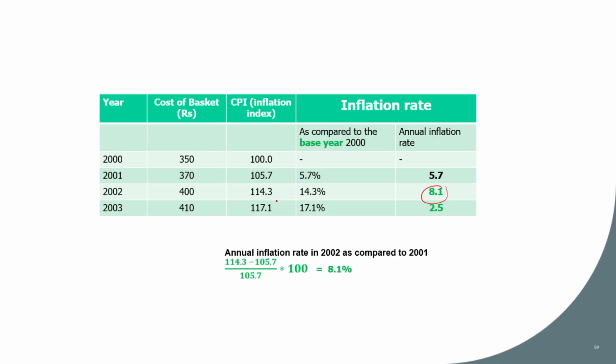So this is the formula. You just use the CPI of 2002, that is the price level P, minus the CPI of 2001, divided by the CPI of 2001, times 100. Similarly, applying the same formula, you will get the inflation in 2003 as 2.5.